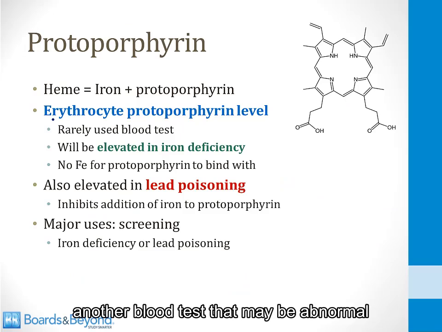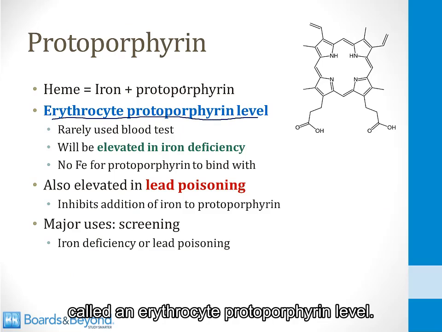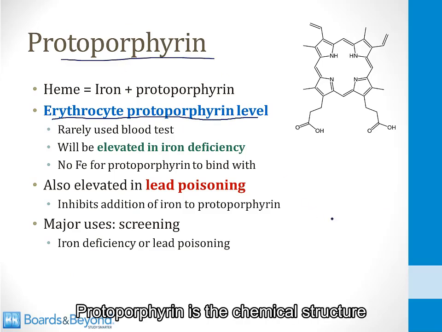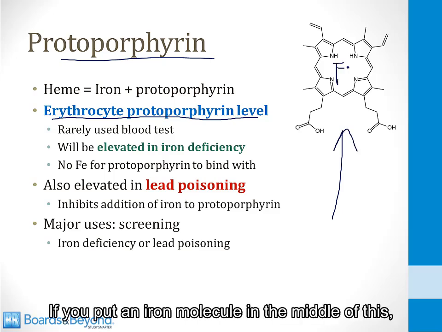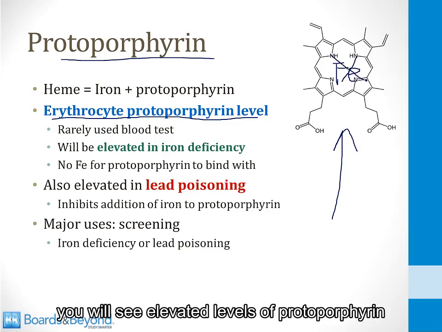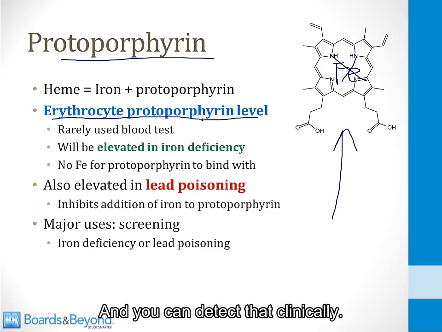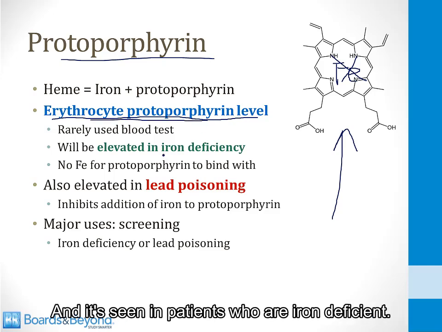Another blood test that may be abnormal in patients who are iron deficient is called an erythrocyte protoporphyrin level. Protoporphyrin is the chemical structure that surrounds iron and heme. I've shown it on the screen here. If you put an iron molecule in the middle of this, you would have a molecule of heme. So when there's not enough iron around, you will see elevated levels of protoporphyrin inside red blood cells, and you can detect that clinically.